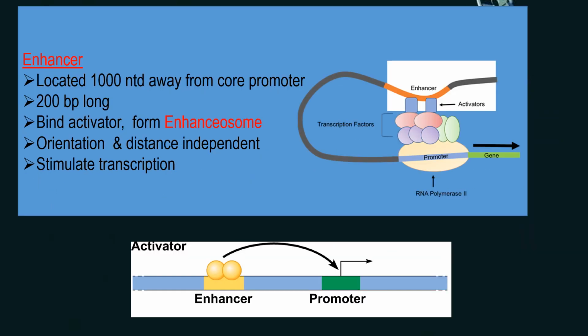Enhancer. Enhancer functions similar to promoter proximal element. They are located approximately 1000 nucleotides away from the core promoter. It is 200 base pairs long. This enhancer sequence binds with activators and forms a complex called enhanceosome, and it is orientation and distance independent, and it stimulates transcription with the help of activators.